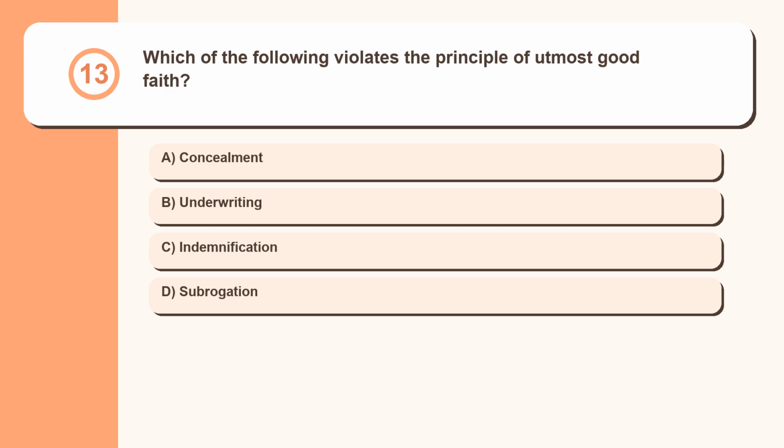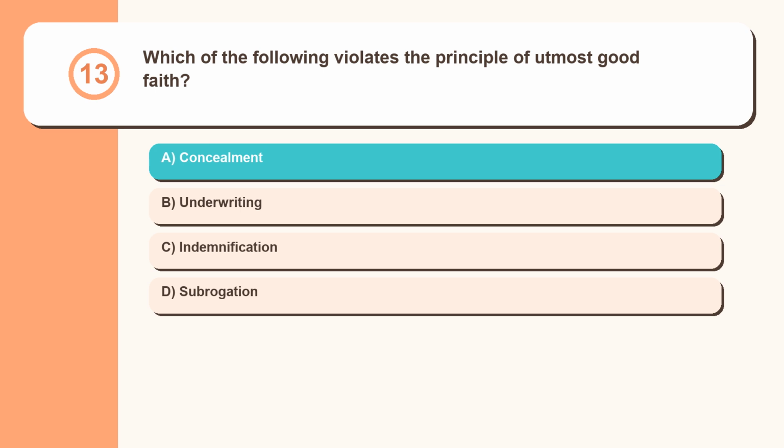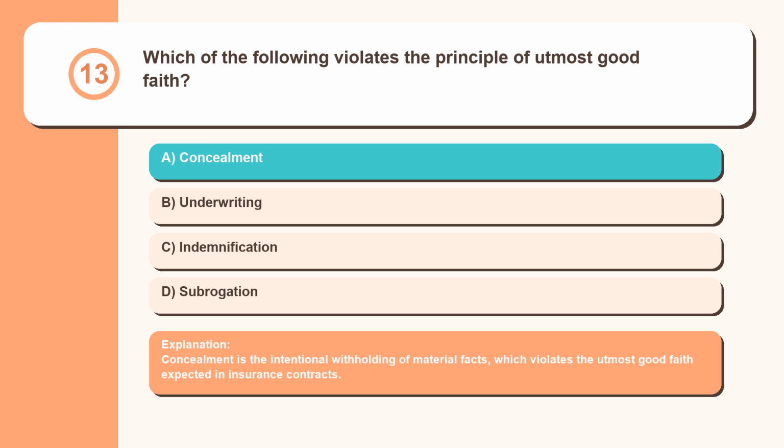Question 13. Which of the following violates the principle of utmost good faith? Concealment, underwriting, indemnification, subrogation. Concealment is the intentional withholding of material facts, which violates the utmost good faith expected in insurance contracts.